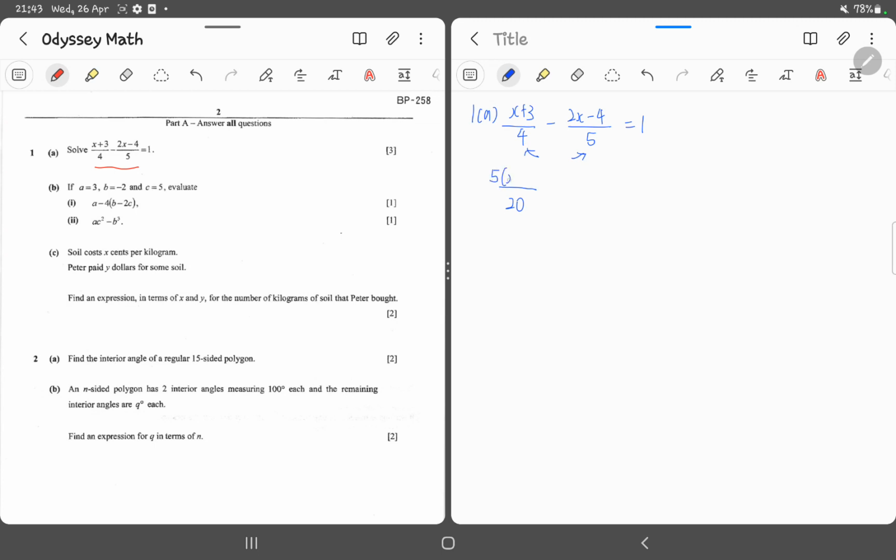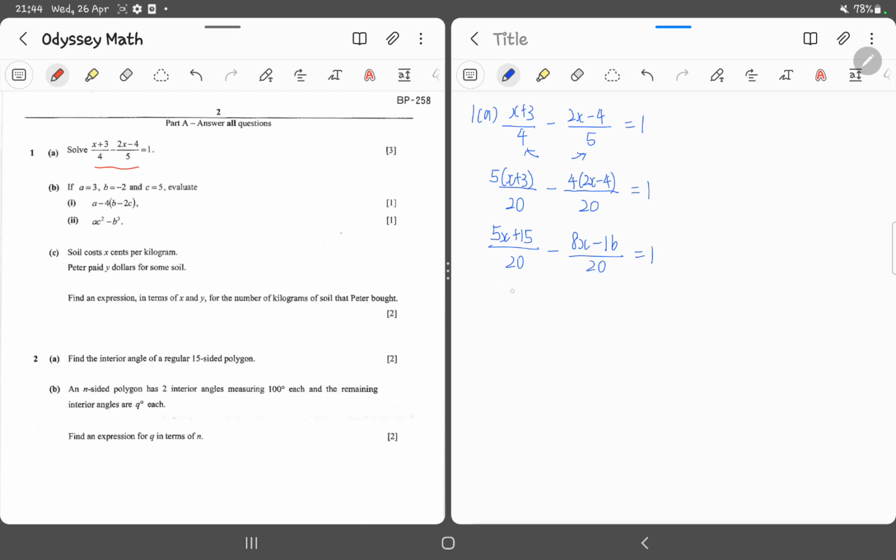So 5 bracket x + 3 bracket over 4 times 5, which is 20. Minus, same thing, I choose 20 as the denominator. 5 times 4 is 20, so on top I also must times 4. So 5 times x is 5x, 5 times 3 is plus 15, over 20, minus 4 times 2x is 8x, and 4 times minus 4 is minus 16, over 20, equals 1.